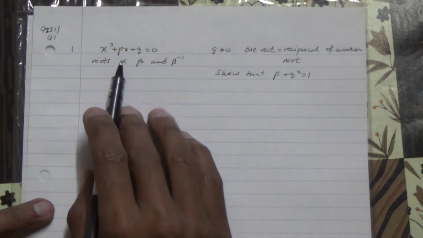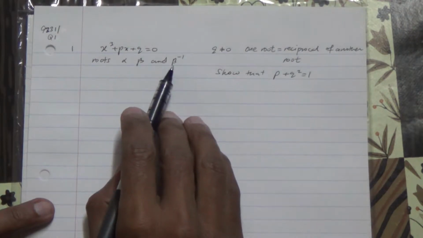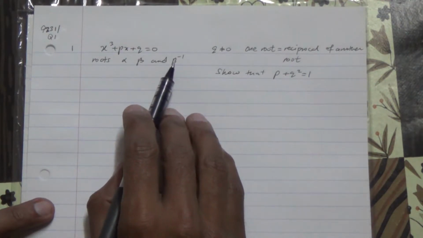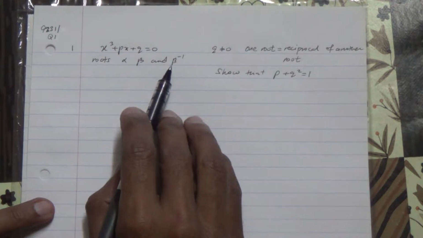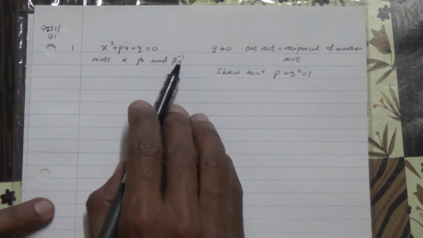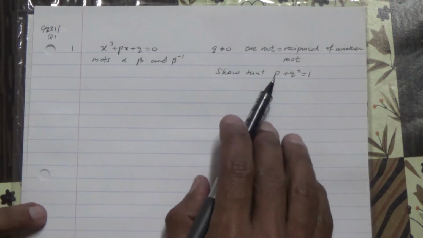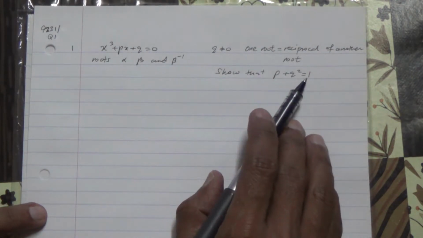The roots of this equation are alpha, beta and gamma. But gamma is the reciprocal of the other root. That's why I've put beta inverse. And we need to show that p plus q squared is equal to 1.